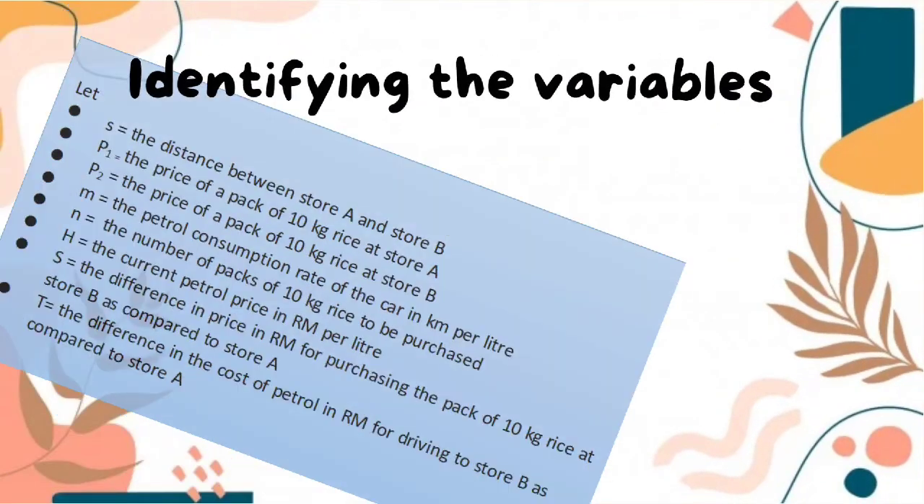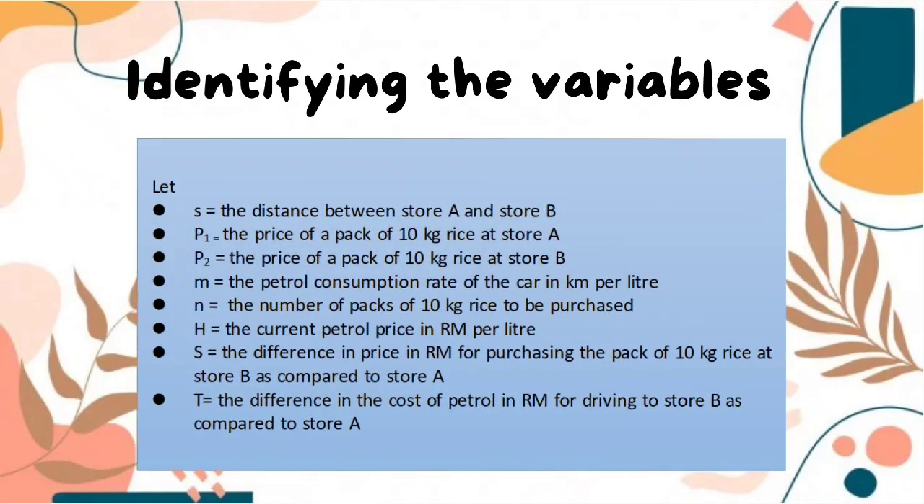Identifying the variables. Let S equal the distance between store A and store B. P1 equals the price of a pack of 10 kg rice at store A. P2 equals the price of a pack of 10 kg rice at store B. M equals the petrol consumption rate of the car in km per liter. N equals the number of packs of 10 kg rice to be purchased. H equals the current petrol price in RM per liter.